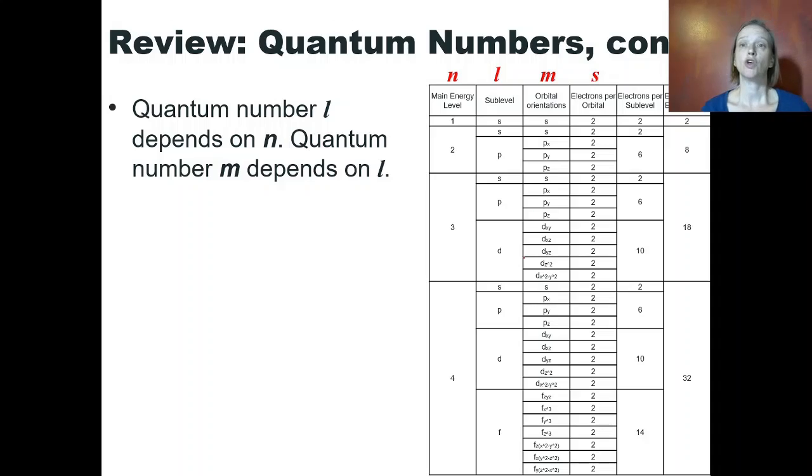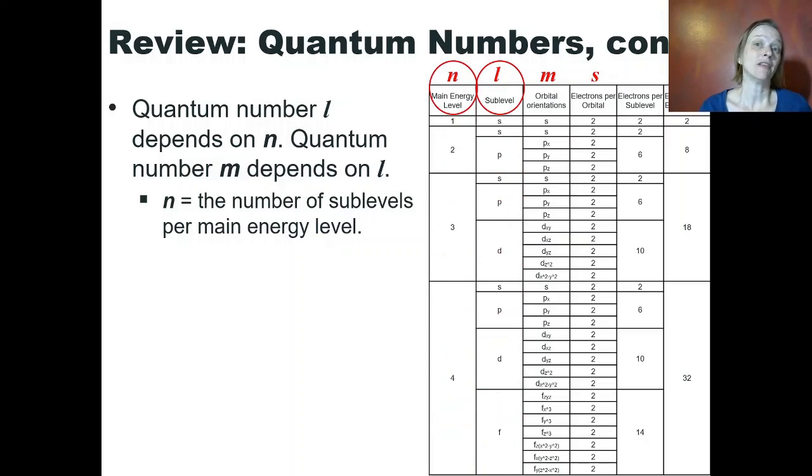So in the first energy level, we can only have one kind of sublevel, but in the second energy level, we can have S and P sublevels. And then in the third energy level, we can have S and P and D. So each time we go up a main energy level, we can have more types of sublevel. And then each sublevel has its own characteristic number of orbital orientations, as we said before.